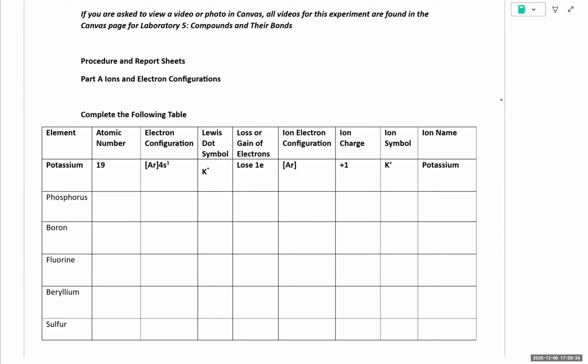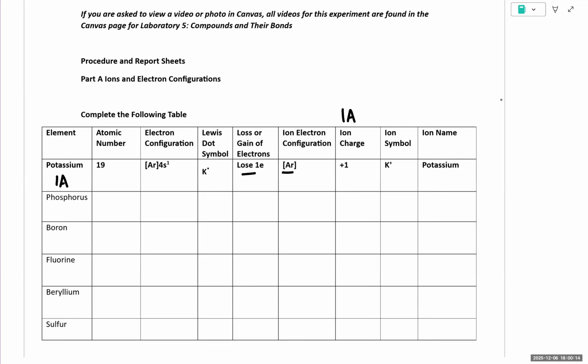For example, potassium, as it's a metal, prefers to lose electrons equal to its group number to reach an electron configuration matching the closest noble gas. So potassium, as it's a 1A element, prefers to lose one electron and adopt a configuration of argon. When it loses one electron, generally metals form ions with a charge equal to the group number. Since it's a 1A element, we'd predict an ion charge of +1 for potassium, which would be potassium plus, which is named as the potassium cation.